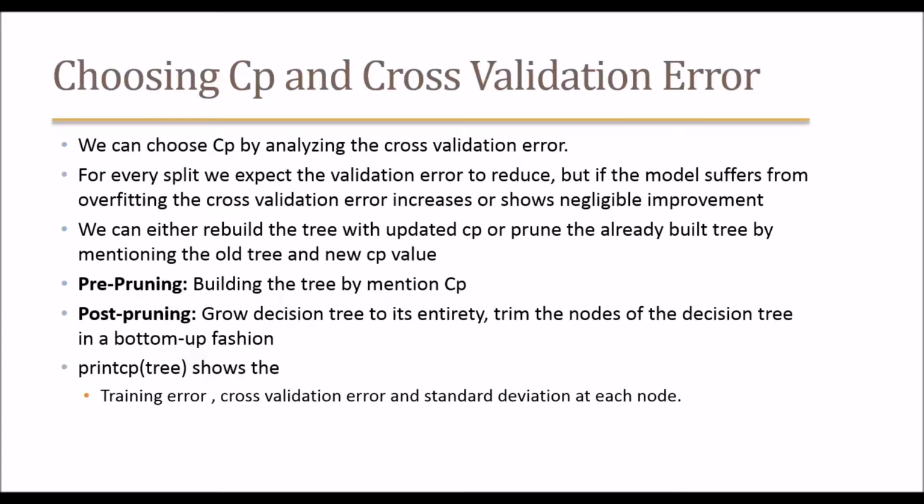We can do two types of pruning. We can do pre-pruning by mentioning the complexity parameter in the beginning itself, or we can grow the entire tree and then prune it. That is called post-pruning, because we have already grown the tree, and whichever branches we don't require from that node onwards, we can prune in a bottom-up fashion. Okay, so first of all, let us see how we choose the complexity parameter.